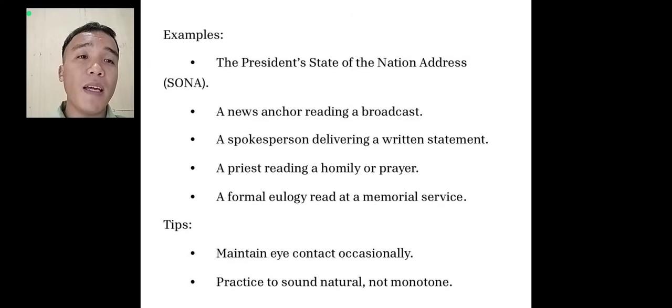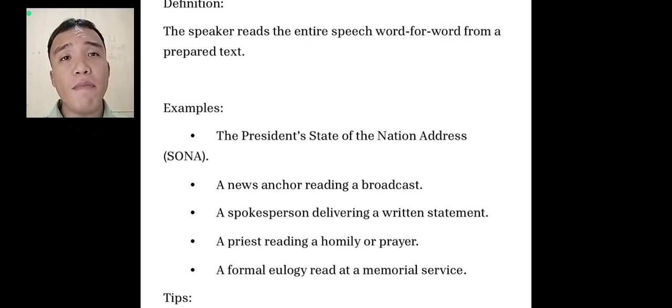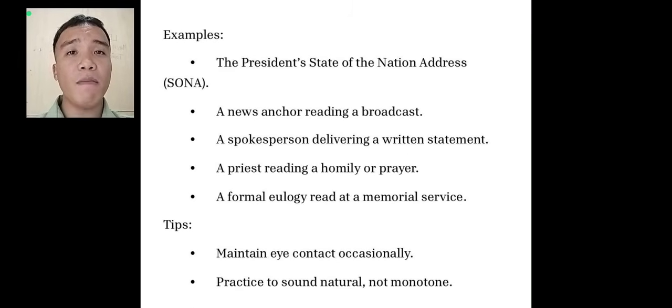And then tips: maintain eye contact occasionally. It doesn't mean, class, that when you are reading your speech you will be facing your script all the time. You have to maintain eye contact. Try to glance at your audience occasionally, as well as glance at your script occasionally. Try to balance it out. And then practice to sound natural, not monotone. Despite merely reading your script, it is important to make it sound natural, as if you are actually speaking, as if it is memorized or rehearsed.